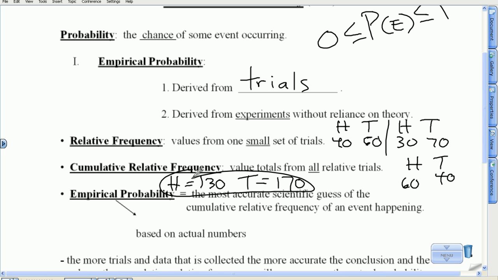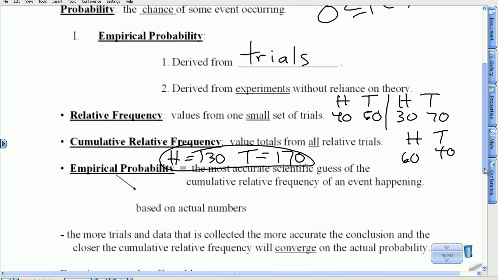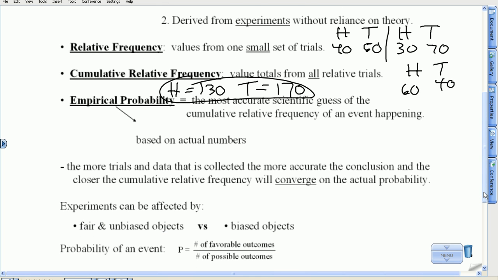Empirical probability equals the most accurate scientific guess of the cumulative relative frequency of any event happening. It's based on actual numbers, it's based on actual trials, but if you want that empirical probability to be accurate, you've got to do billions and billions of trials. Otherwise, it's not going to really approach what we would theoretically consider the answer to be. And that's basically what this says here. The more trials that you have, the better information or the better conclusion you can come up with, the more accurate that conclusion will be.